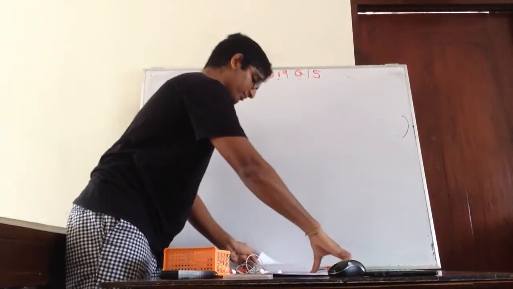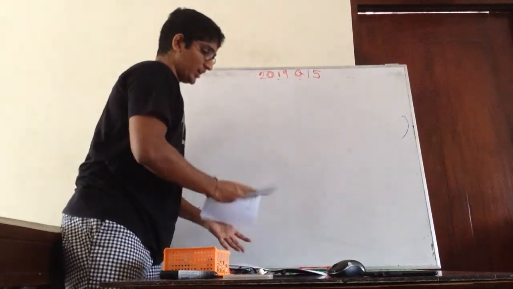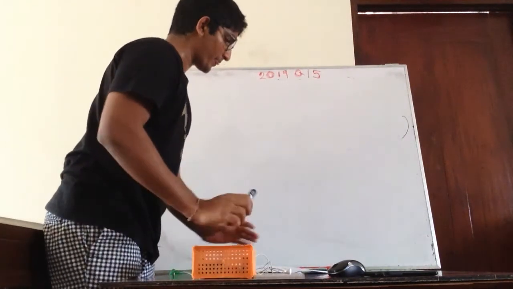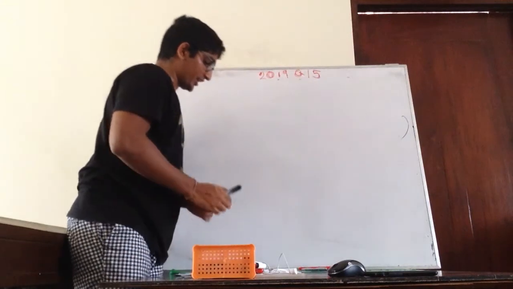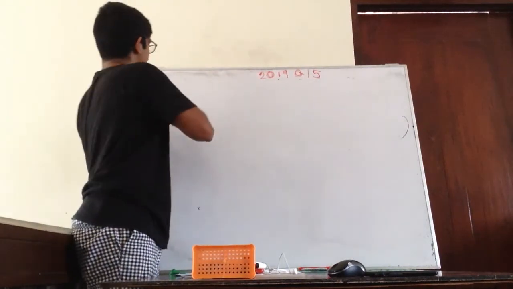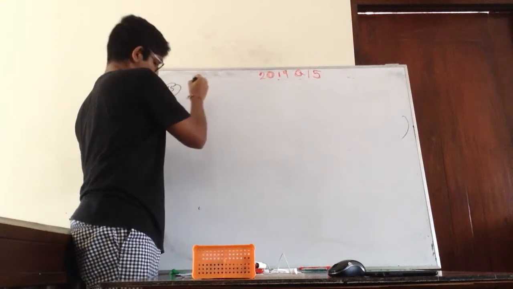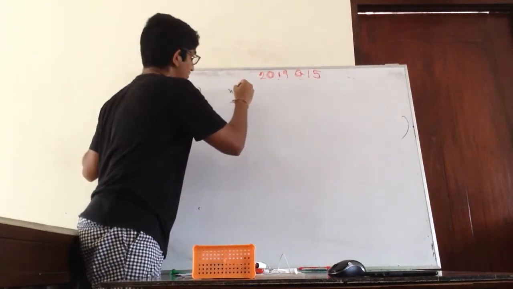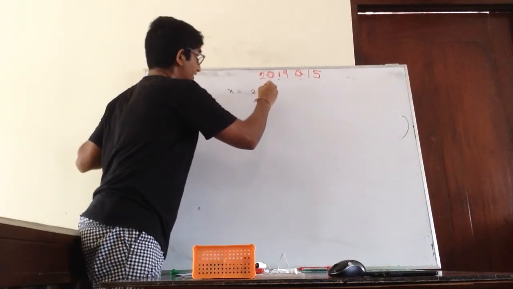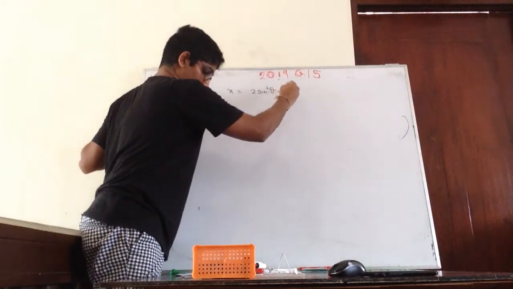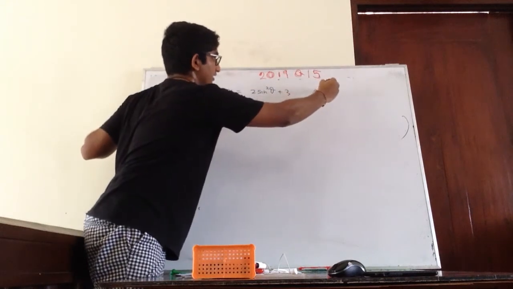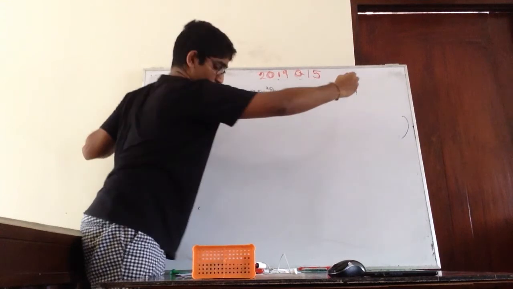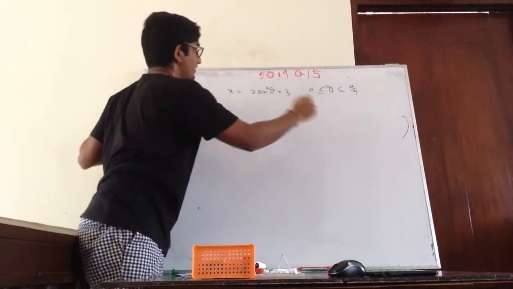Right, so question number 15, the integration question. It says, using the substitution x equals 2 sin squared theta plus 3, where theta is between 0 and pi over 4, and we need to evaluate this.